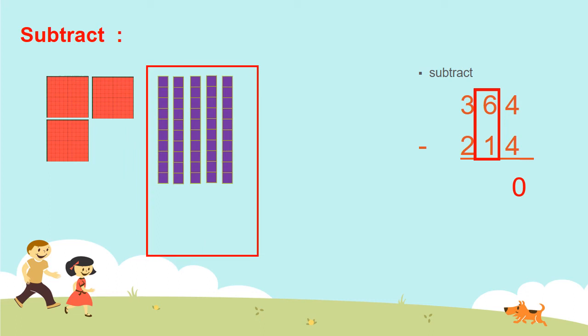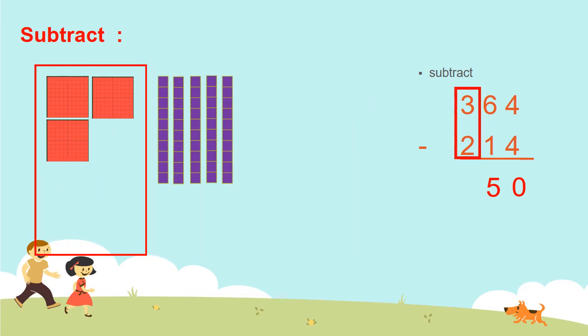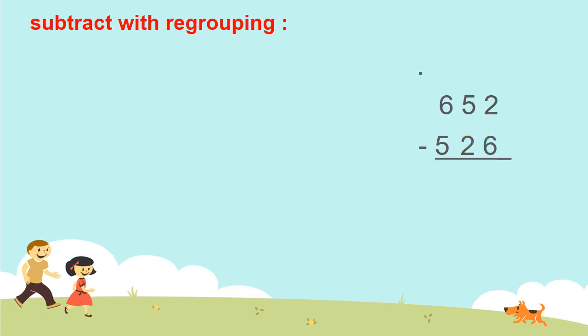We have 6. We're going to remove 1. How many do we have left? 5. Now we go to the hundreds. We have 3 hundreds and we want to remove 2. So remove 2. What do we get? 1. Good job. Let's continue.